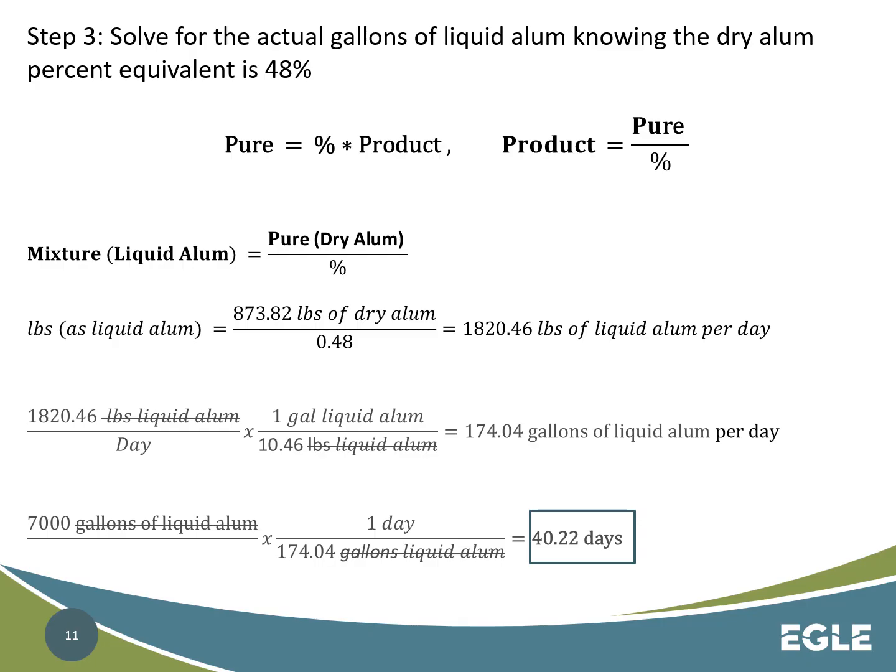consuming in a day. And that's important because we receive shipments of 7,000 gallons of alum. We need to know how long that's going to last us. So if we know we're consuming 174 gallons a day, we can use that as a conversion factor to find how many days we have until we have to reorder. In this case, it's roughly 40 days, or 40.22 days to be exact.